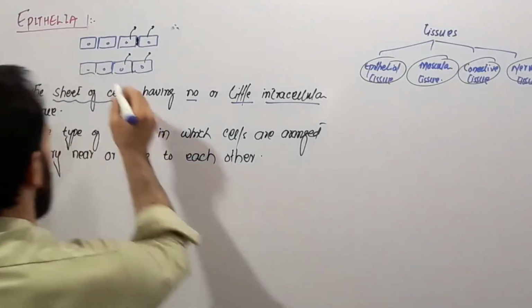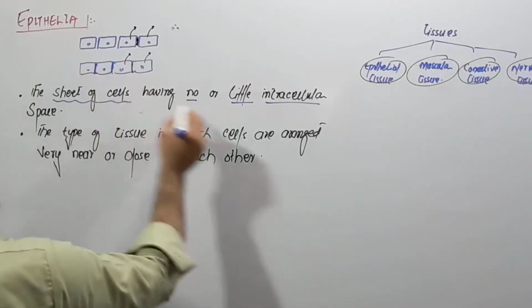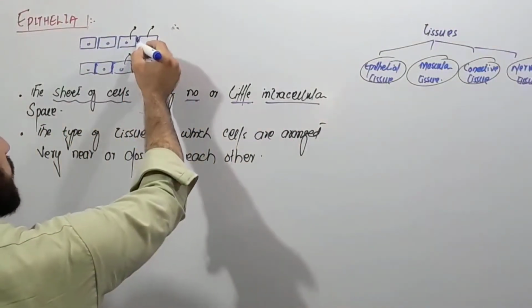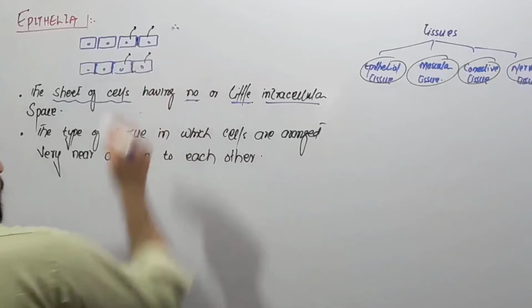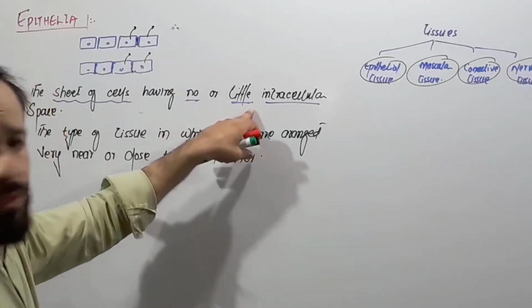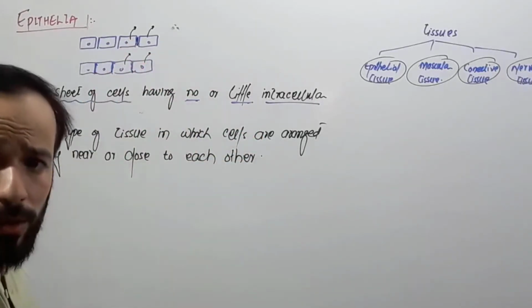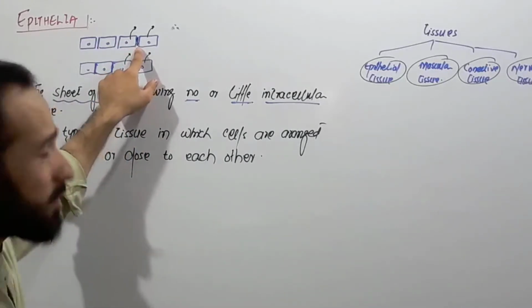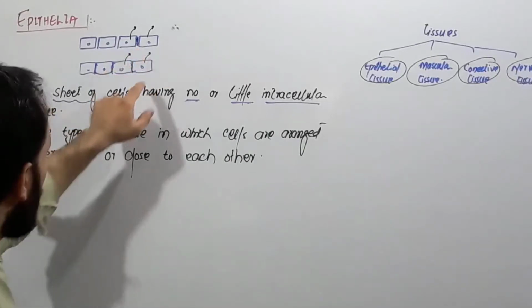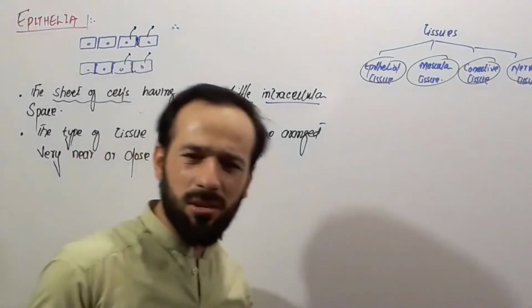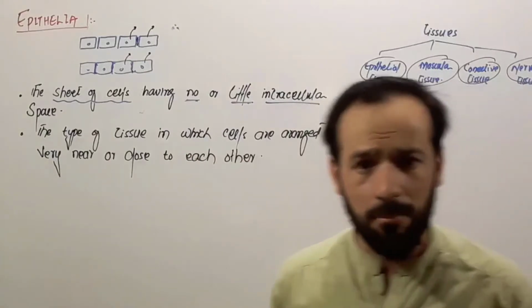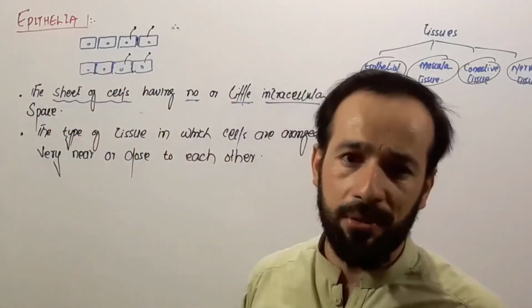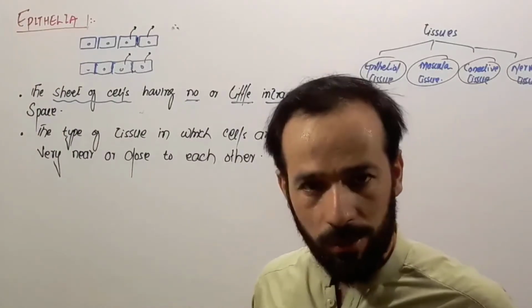Look, you can see here the cells are very close to each other. So I have written there no or little intracellular space. Here is a very little intracellular space, but if you want to correct the definition according to the diagram, you have to show two diagrams. In one diagram we show a very little space between the two adjacent cells, and here there is very little or no intracellular gap between the cells. So this kind of tissue in our body is called the epithelial tissue.